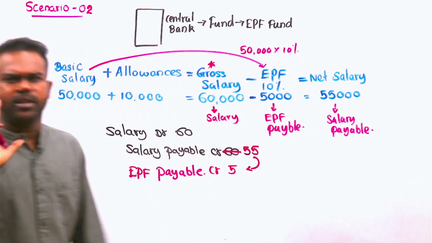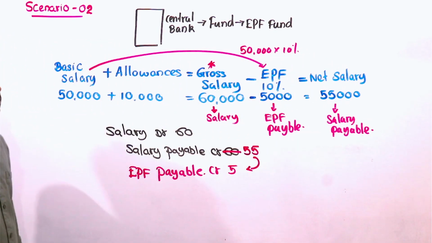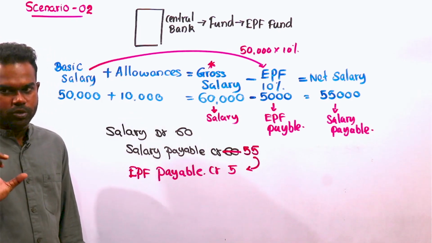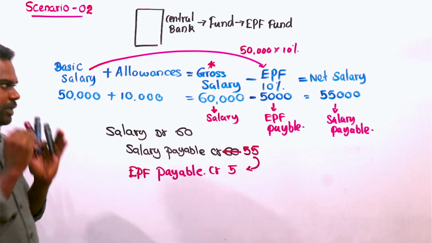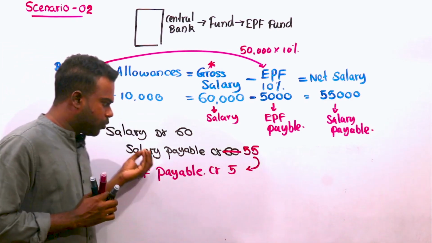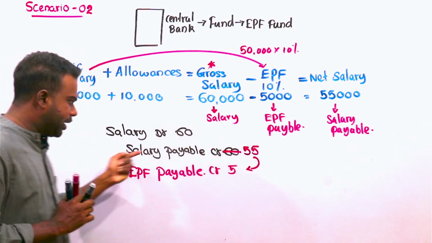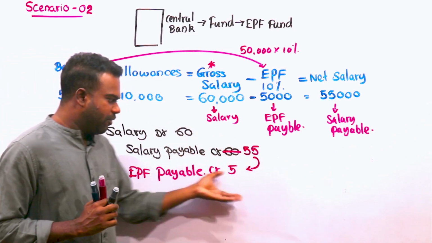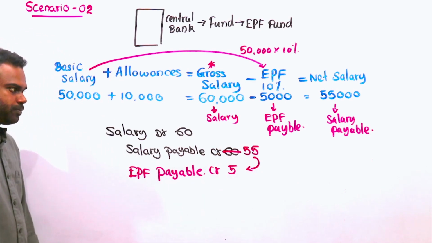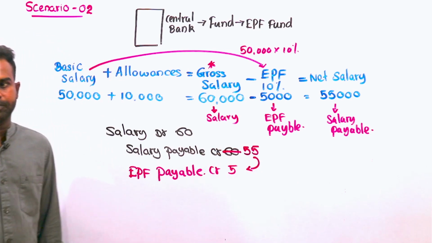Understood? Make a correction here. Understood the logic, right? The deduction amount is categorized as payable to the government. The remaining should be payable to the employee. So the employee gives on one side, and the government would give on the other. Recognized, right? Understood? Please write down.